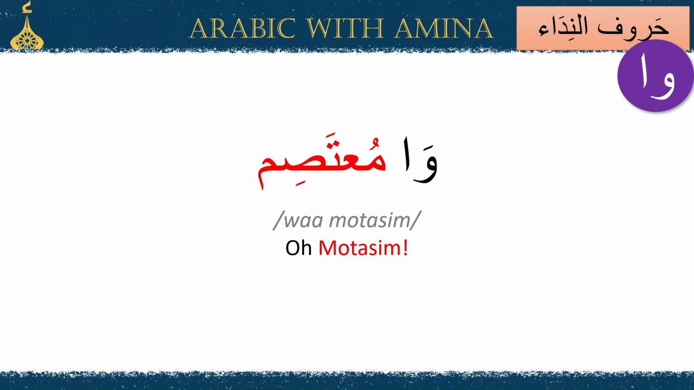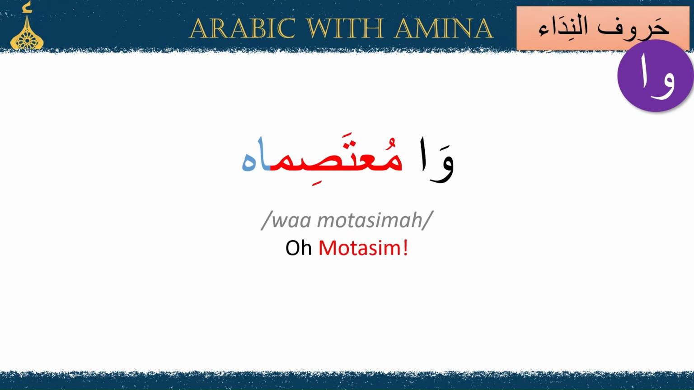And I use this name specifically because there is an interesting story behind this harf nida, this vocative particle wa, and mu'tasim. One thing to know before we get into the story is that whenever you use wa, the word or al-munada that is being called upon usually has an alif ha at the end. So, wa-motasimah. And it still means the same. Oh, mu'tasim.